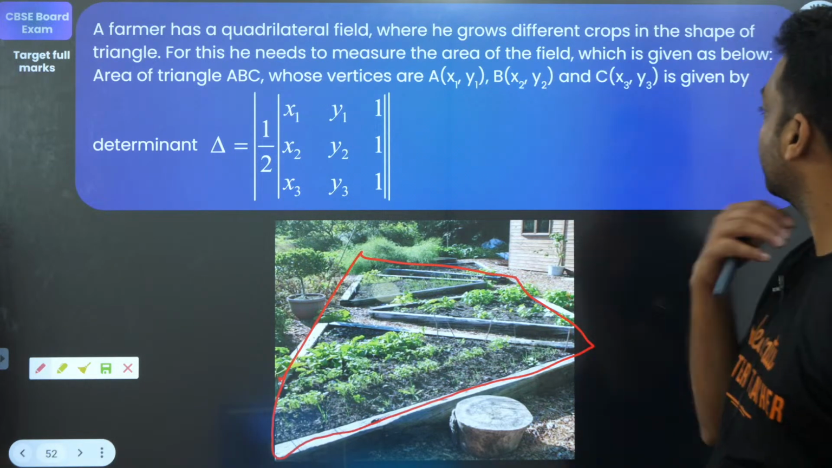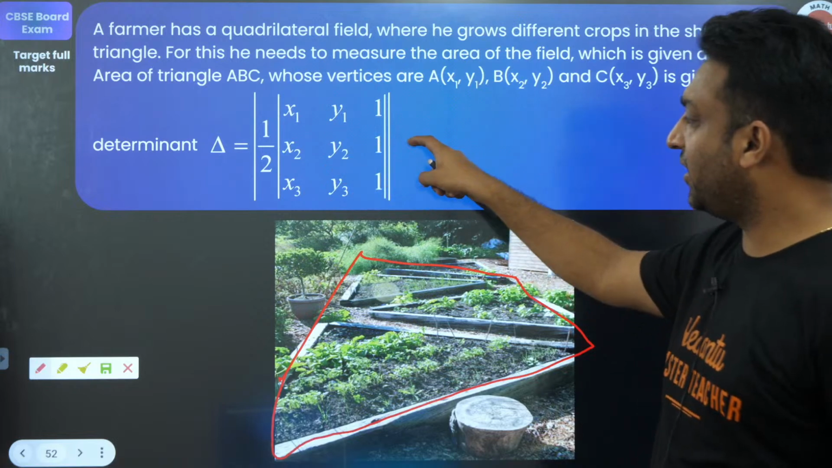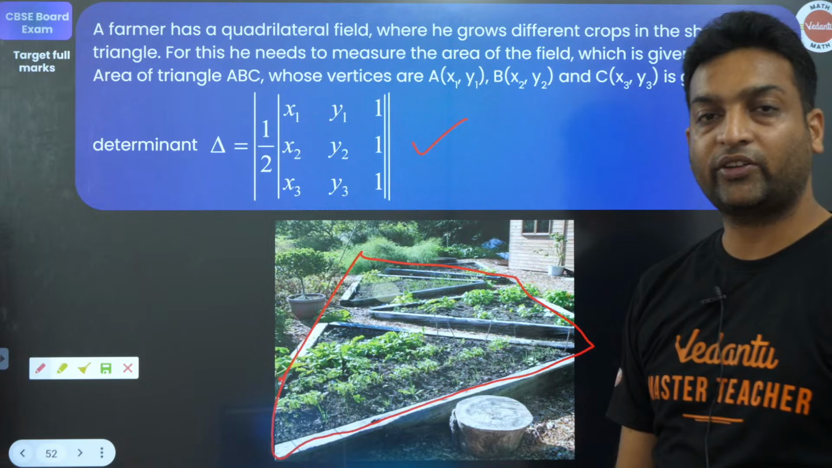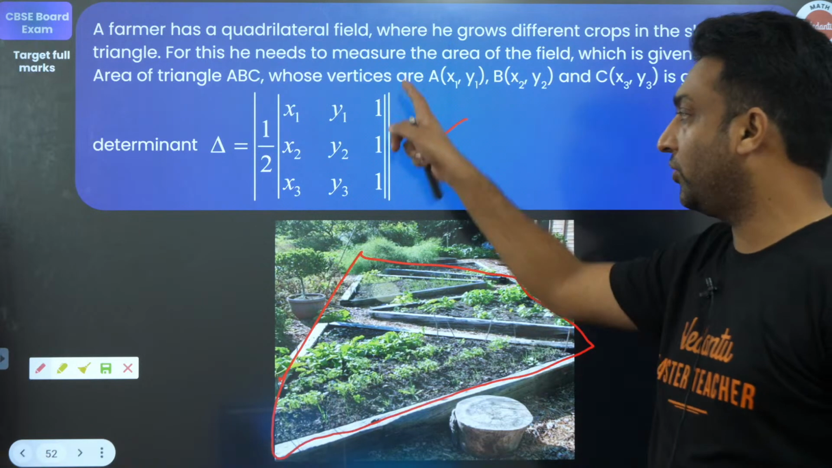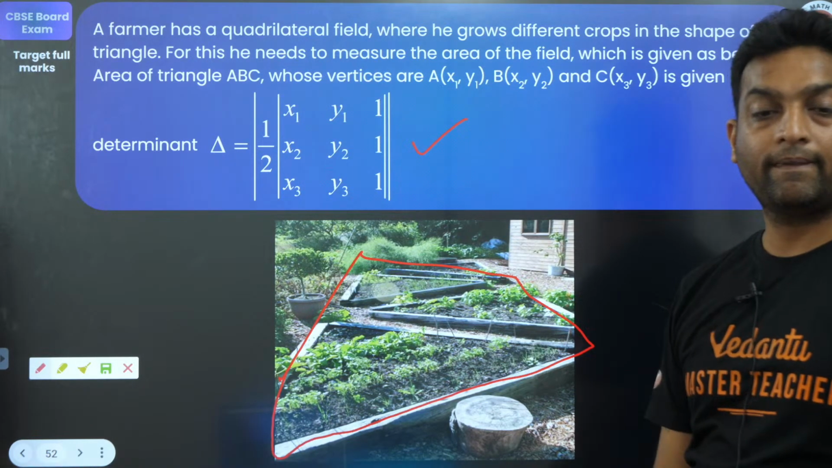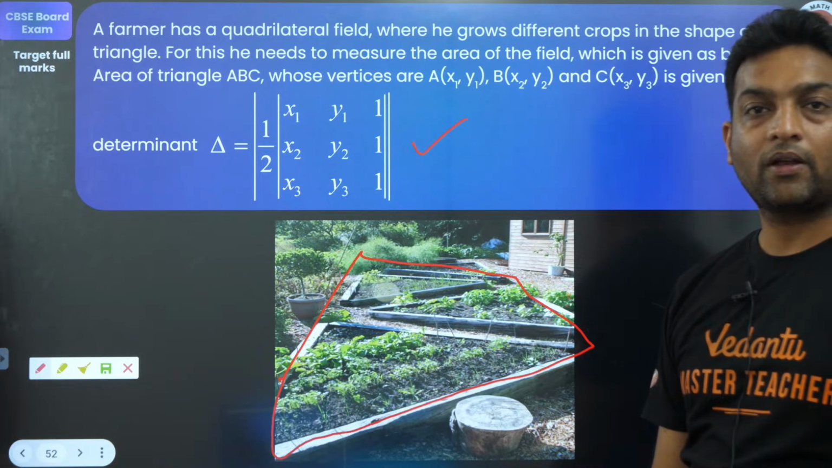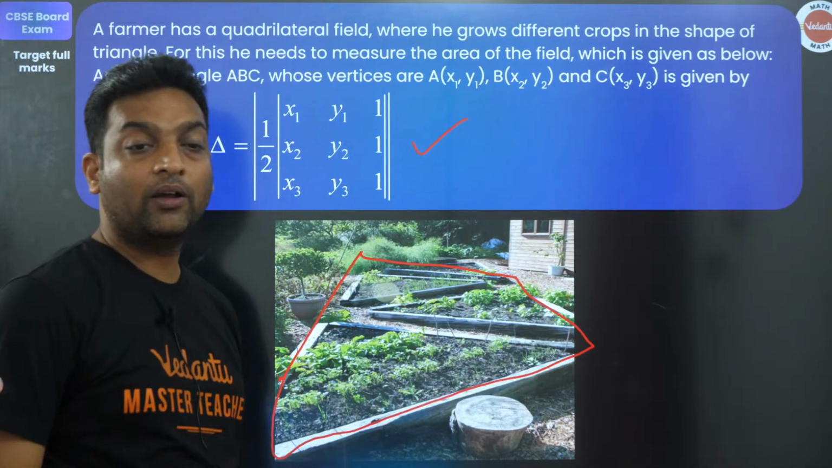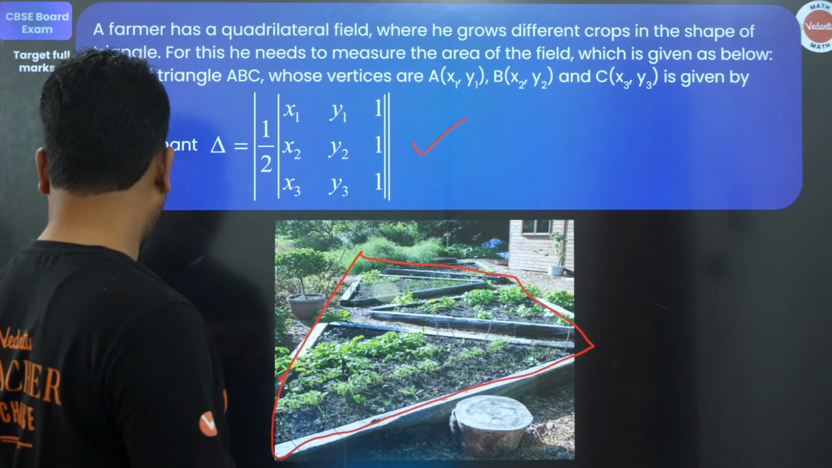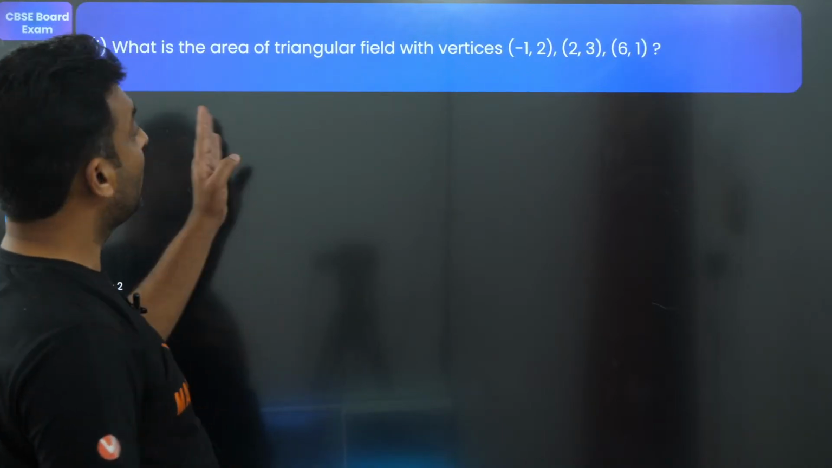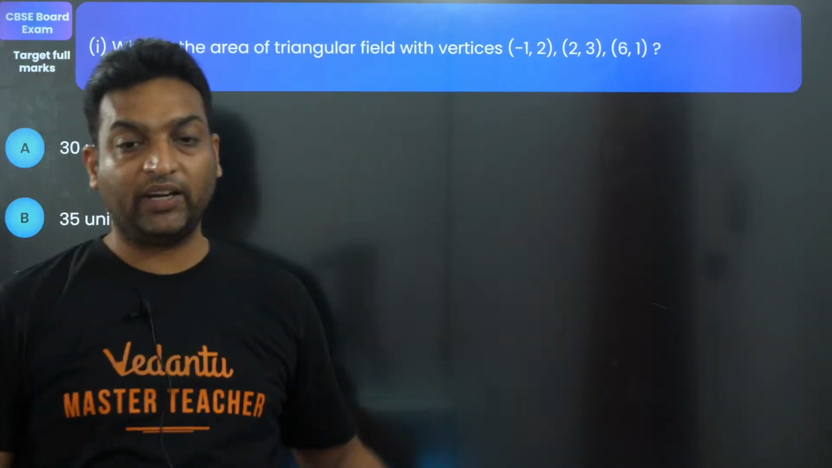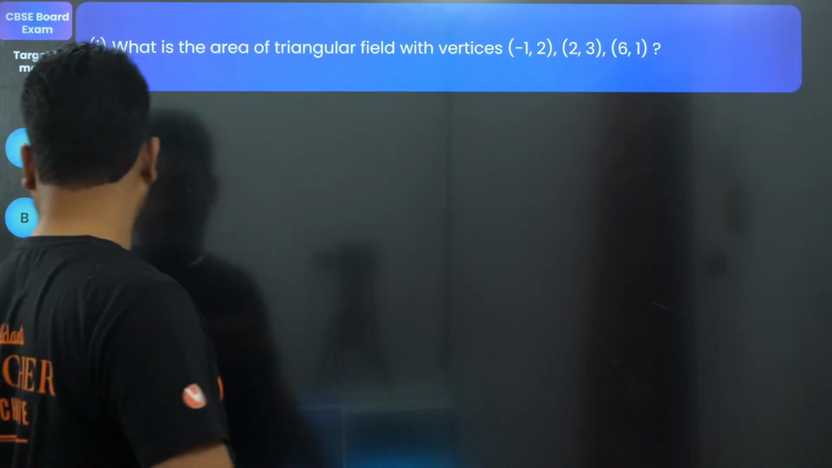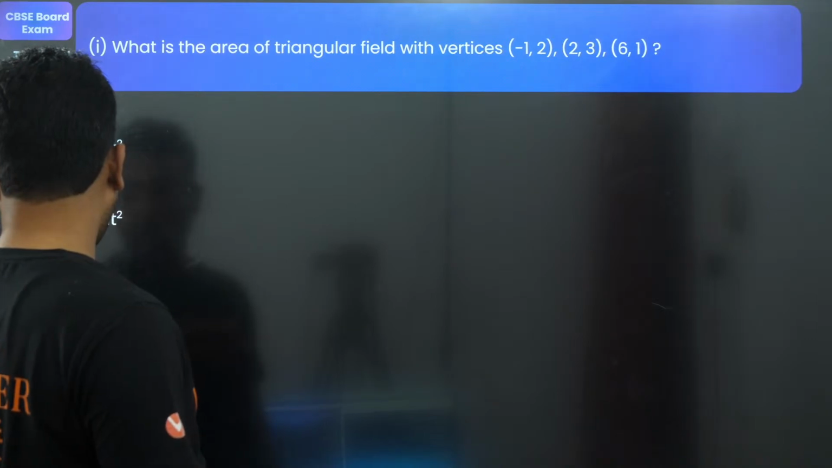No issues. For a triangle, the area is half into the modulus of the determinant of x1 y1 1, x2 y2 1, x3 y3 1. Clear? Now let's see how to use it. What is the area of the triangular field having these three vertices? You remember the formula?